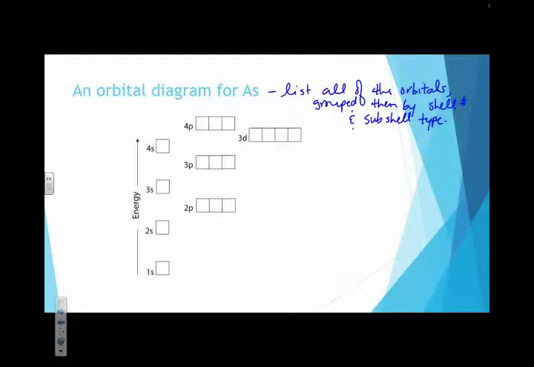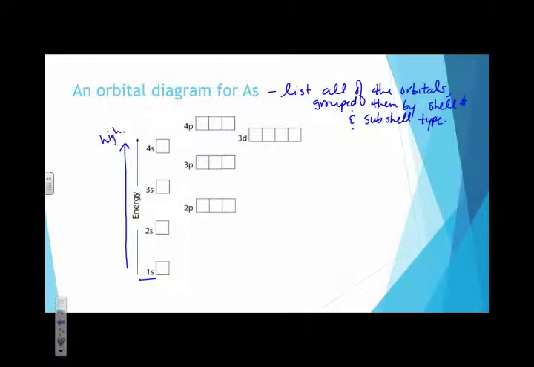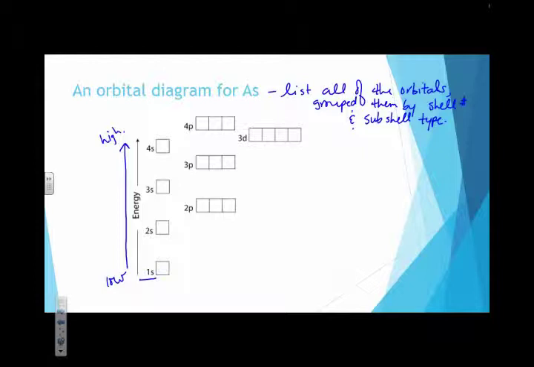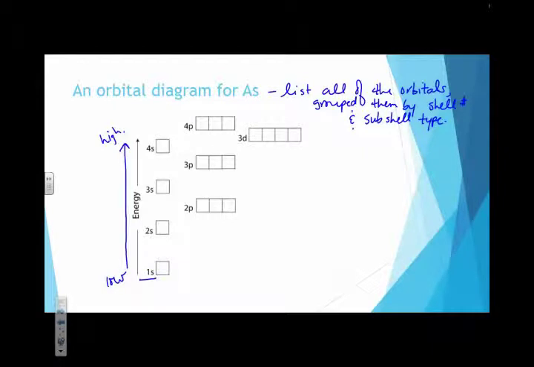So I found this image online where someone had already made a generic orbital diagram. What you'll notice here is that we start with the 1s, and it is the lowest in energy. Here's my energy axis over here, and so high energy is up here and low energy is down there according to my axis. Now low and high energy can be kind of tricky because it depends on your frame of reference.